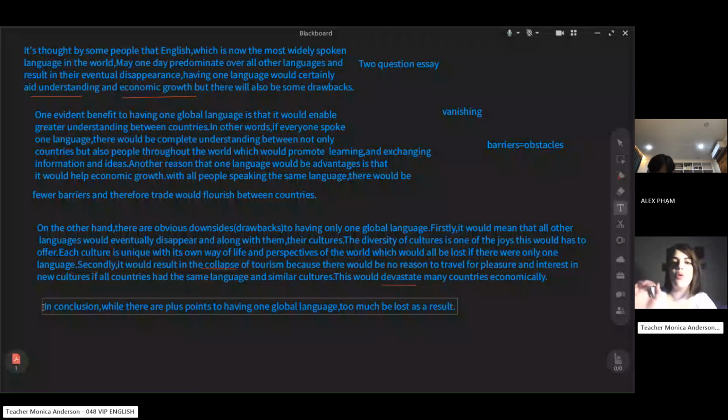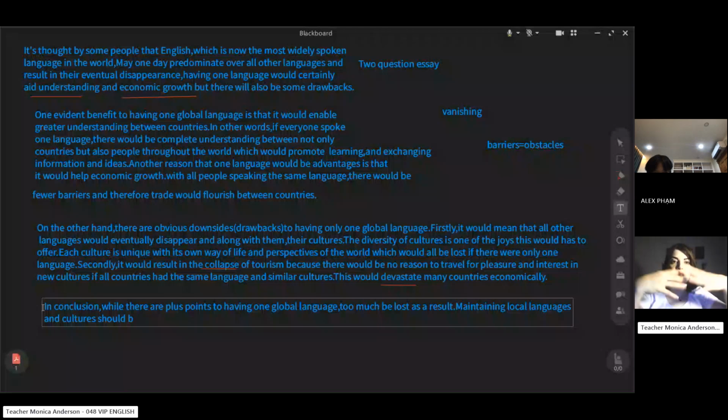Maintaining, because it's really important. Maintaining local languages and, of course, cultures. This is really important, should be our priorities. So should be the first. So we say should be prioritized.